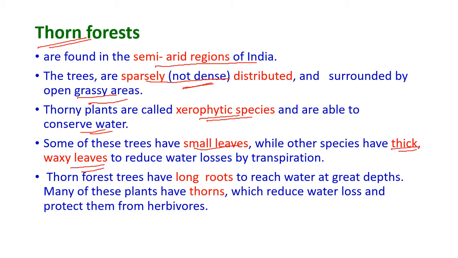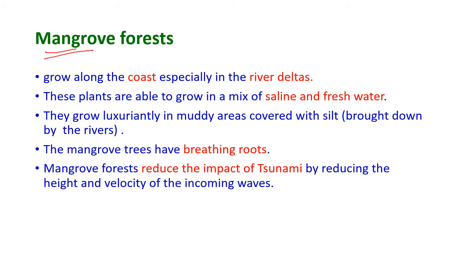That means the leaves will have a waxy coating to reduce the water loss by means of transpiration. And the thorn forest trees have long roots to reach the water at greater depths from the ground. And many of these plants have thorns which reduce the water loss and protect the plant from being eaten by the herbivores. And next one is the mangrove forest.